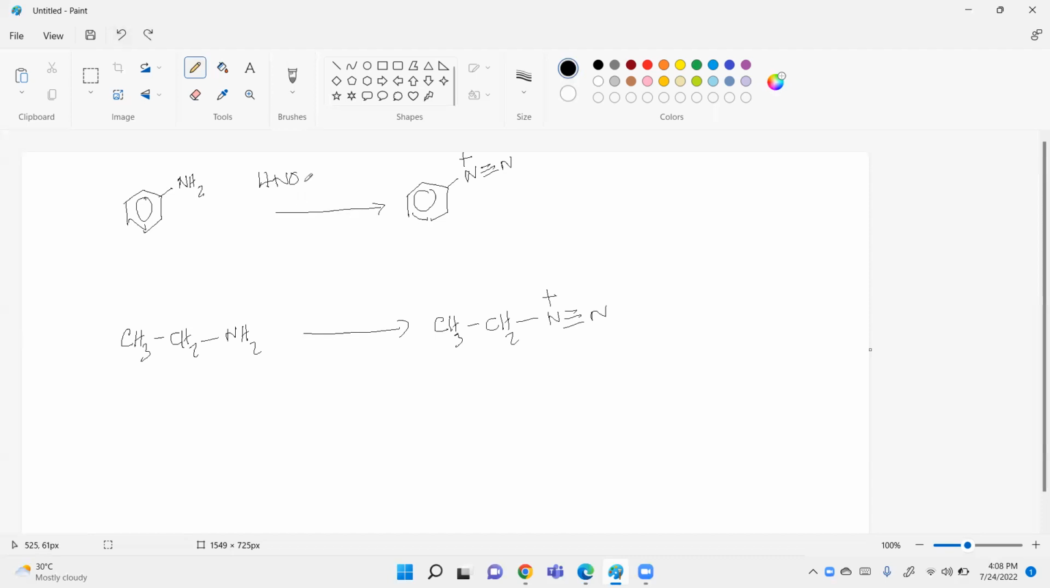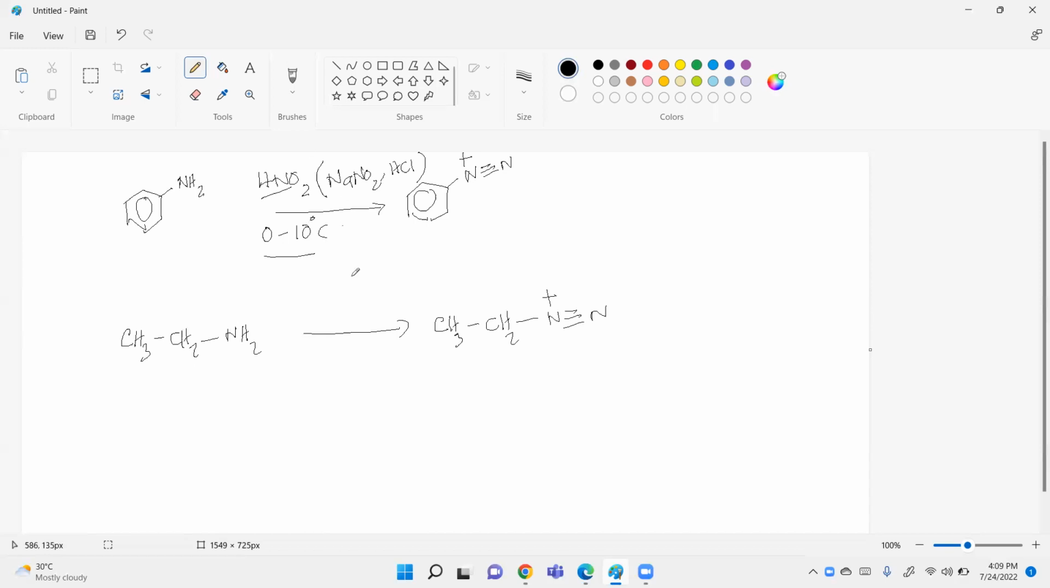And then temperature. Temperature matters very much. Temperature should be between 0 to 10 degrees Celsius. However, this HNO2 is prepared in the system itself by reacting sodium nitrite and HCl. When sodium nitrite and HCl are reacted together, we get HNO2. And this HNO2, nitrous acid, is stable at 0 to 10 degrees Celsius. So HNO2 is able to change phenylamine into phenyl diazonium ion.